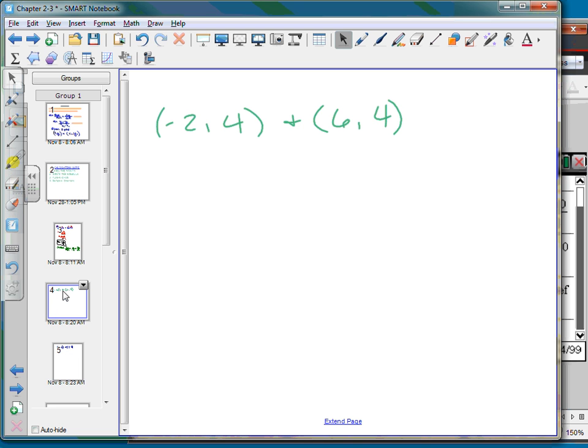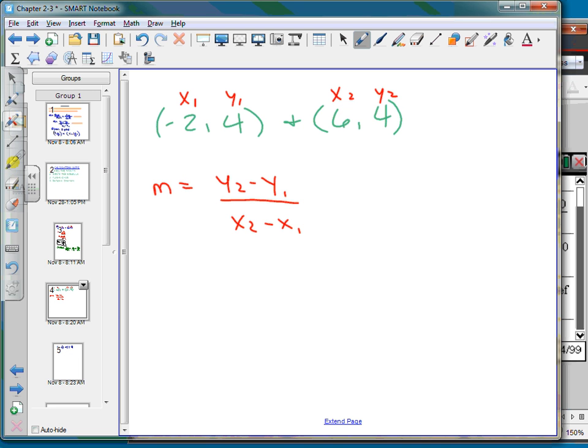So, Step 1, what do I do? Label. You label. So this is x1, y1. This is x2, y2. Step 2. M is equal to y2 minus y1 over x2 minus x1. You always have to write down our homework.